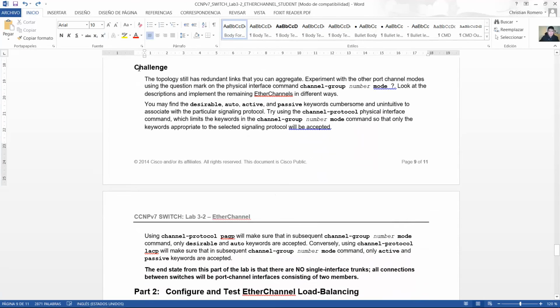Okay, challenge. The topology still has redundant links that you can aggregate. Experiment with the other port channel modes using the question mark on the physical interface command, channel group number, mode, and question mark. Look at the descriptions and implement the remaining EtherChannels in different ways.